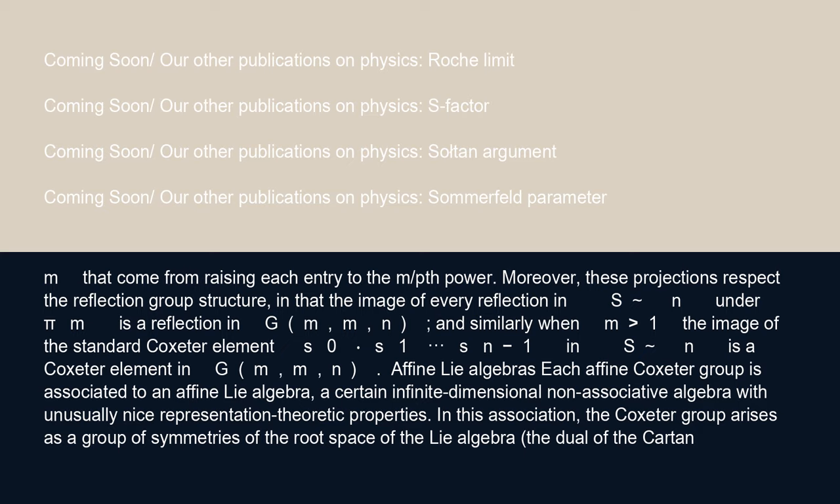Affine Lie algebras. Each affine Coxeter group is associated to an affine Lie algebra, a certain infinite-dimensional non-associative algebra with unusually nice representation theoretic properties. In this association, the Coxeter group arises as a group of symmetries of the root space of the Lie algebra, the dual of the Cartan subalgebra.